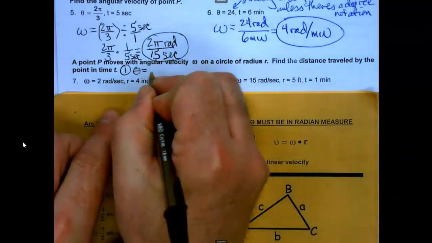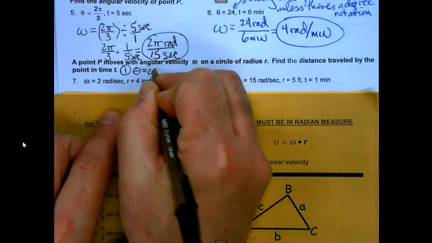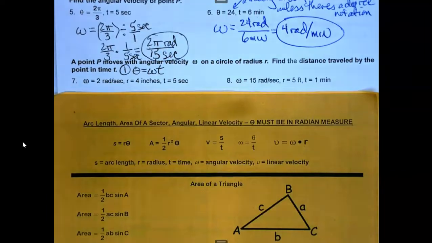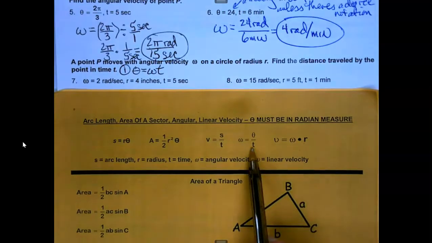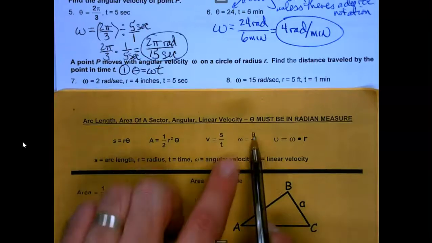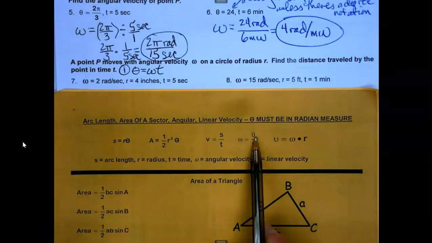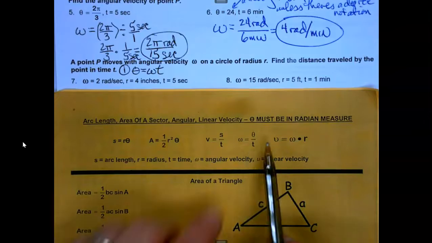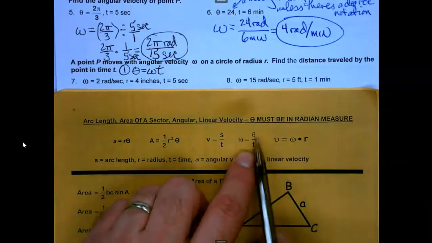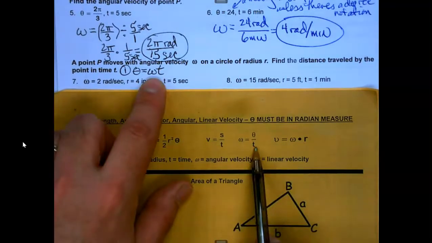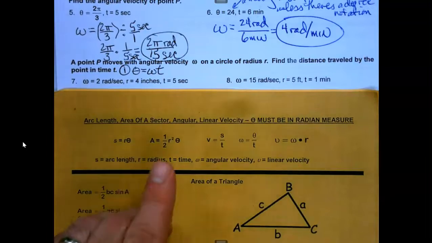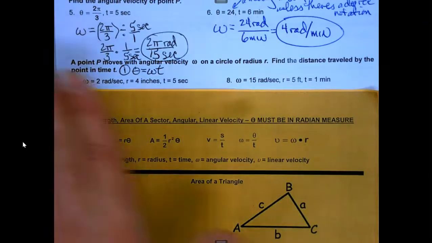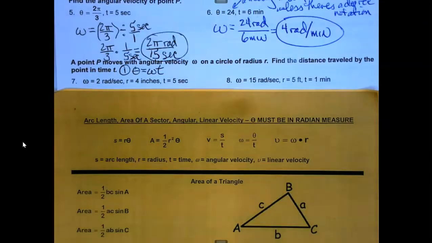Theta equals angular velocity times time. Okay, Hardy, where'd that come from? Here, if I take this equation and I solve it for theta, I'd multiply both sides by t. So theta would equal angular velocity times time. That's the first piece of the puzzle. You're not going to have to do this whole thing every time. I'm just letting you see where it's coming from.